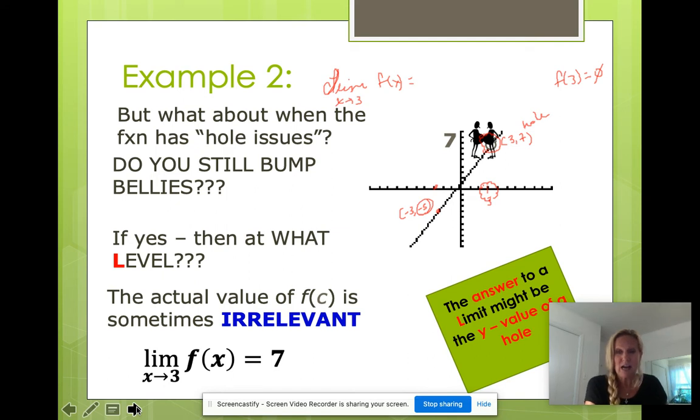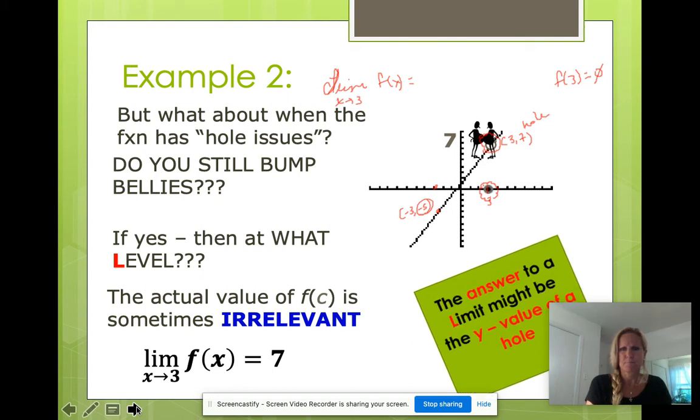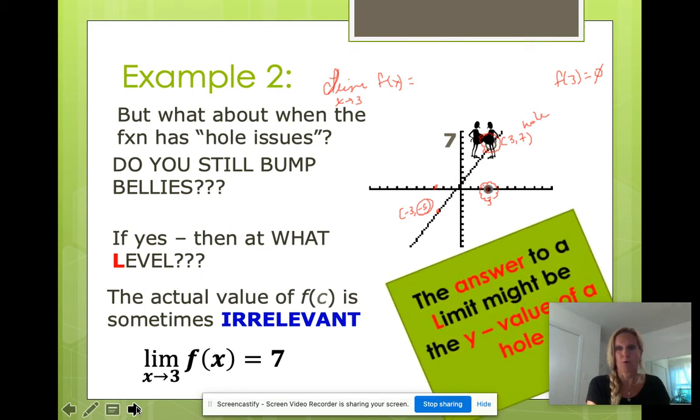Okay, so sometimes the answer to a limit might be the y value of a hole. So think about the little sticky from the previous slide. Sometimes the answer to a limit problem is actually the function value when you're continuous. Sometimes the answer to a limit value might be the y value of a hole, when you have a point discontinuity. Hope you remember how to find that.